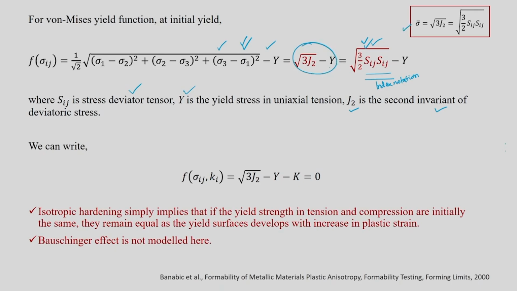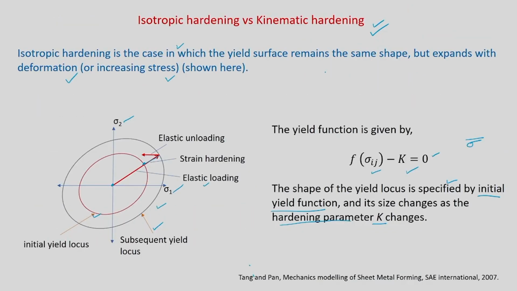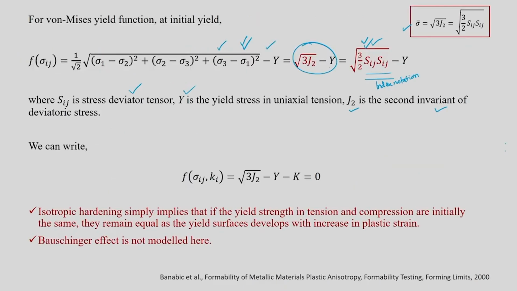Sigma bar is nothing but square root of 3 into J2, which is nothing but square root of 3 by 2 into Sij, which is what you have written here. Now with respect to the previous equation, I am going to substitute this function. So f becomes square root of 3 into J2 minus y minus k equal to 0. This is how the von Mises yield function can be written.